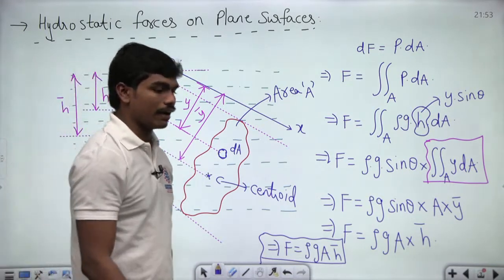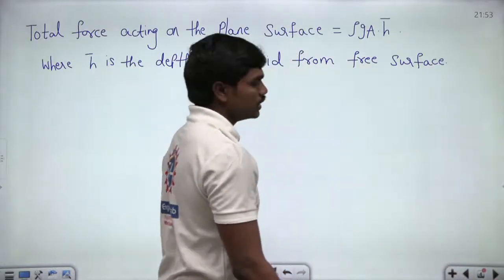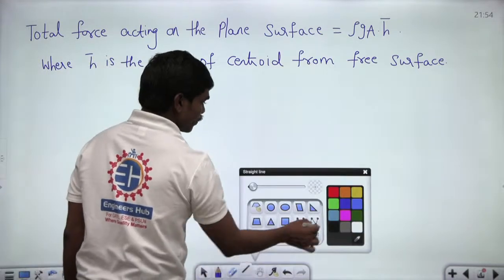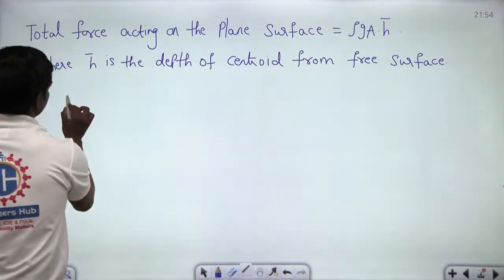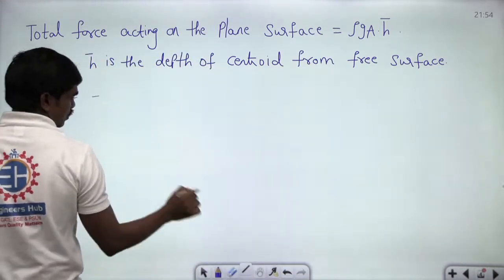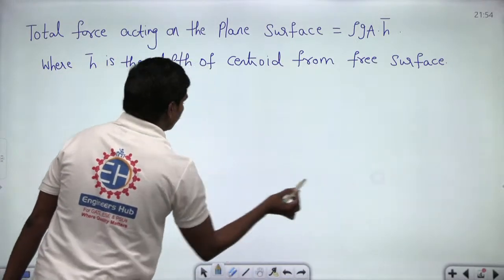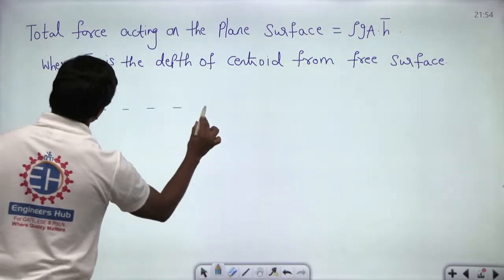So, this is what we have. So, rho g A times h bar. Now, one thing, how would the pressure distribution look like? Look, see here. Obviously, you have some bulk of fluid anyhow.